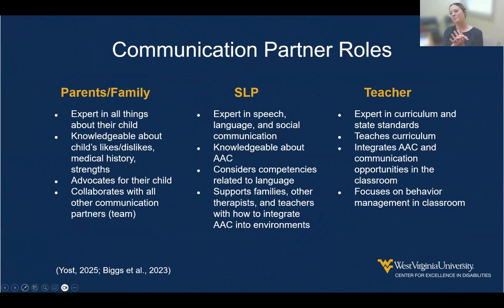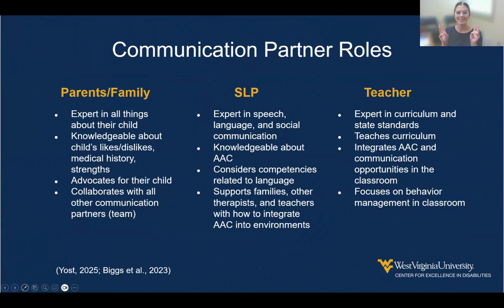The teachers are the experts in curriculum and state standards. They teach to their curriculum, whatever curriculum that they're following, and they integrate AAC and communication opportunities in the classroom. And they're also focusing on behavior management in the classroom. So there are different roles that they play whenever you look at everybody across the board.